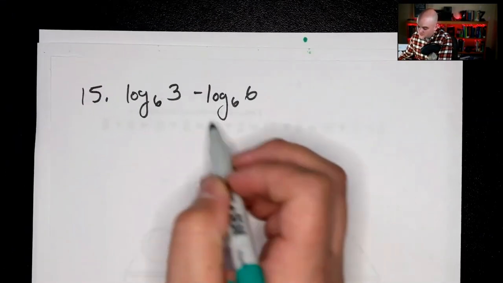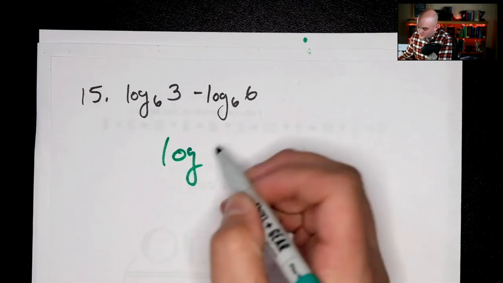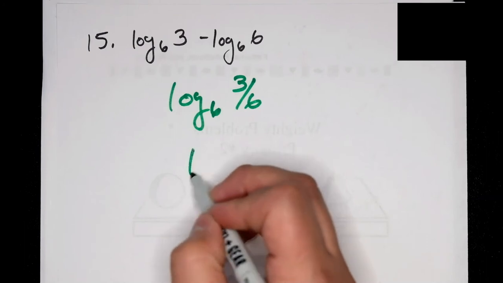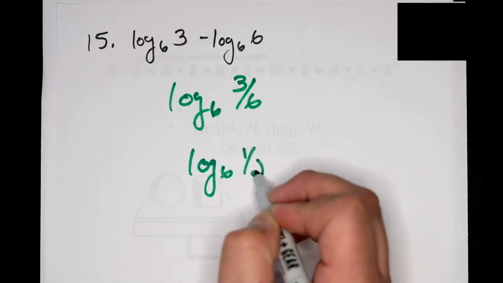So for number 15, I've got the same base, base 6. And so I can combine that and make that the log base 6 of 3 over 6, which is the log base 6 of 1/2.